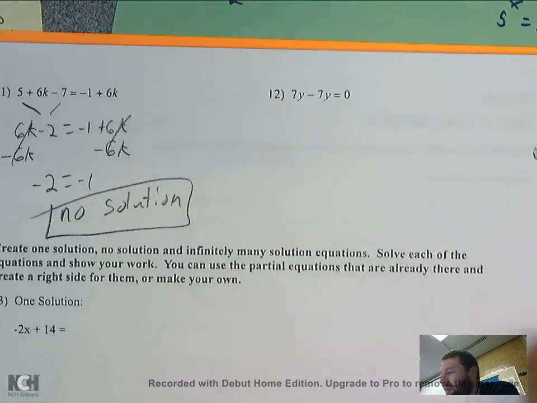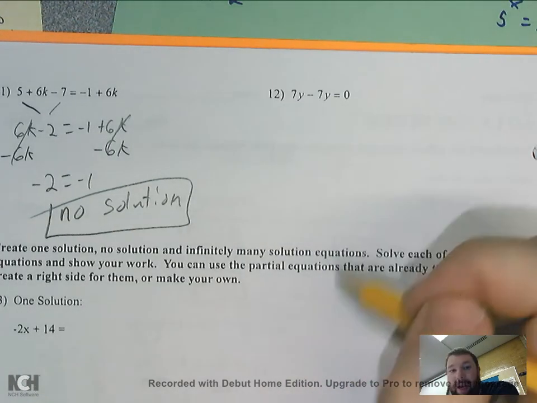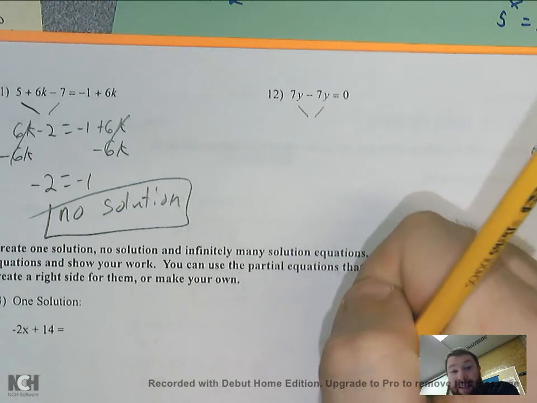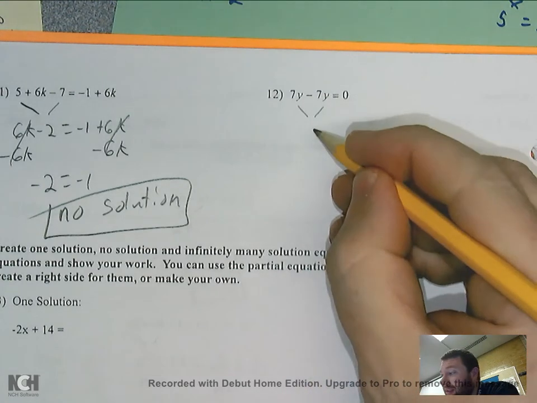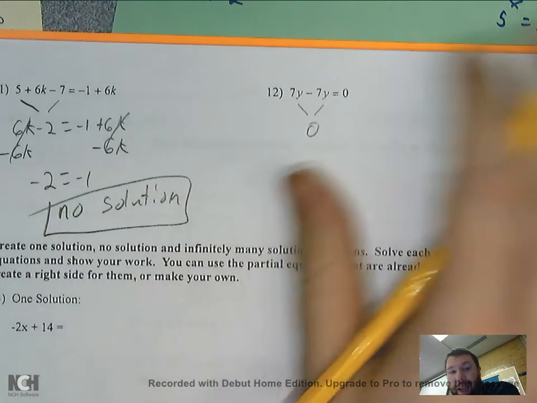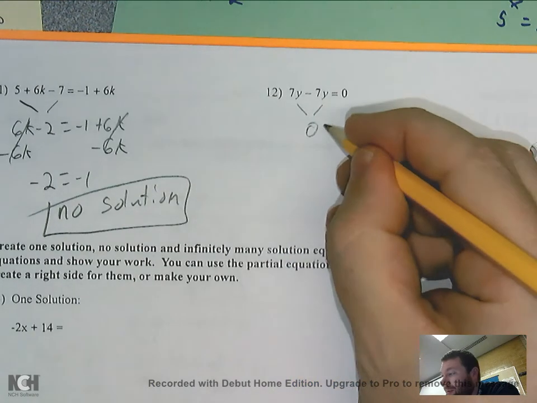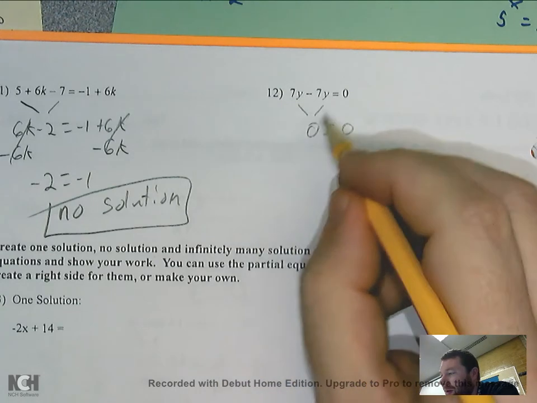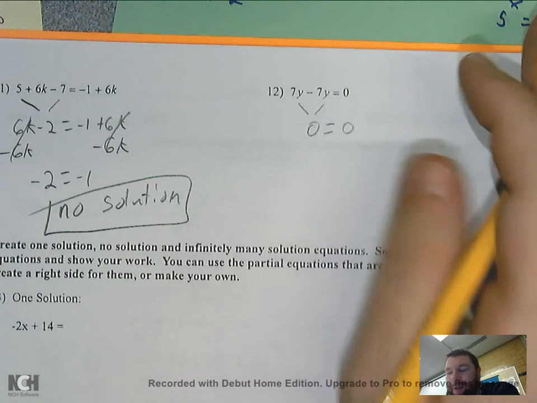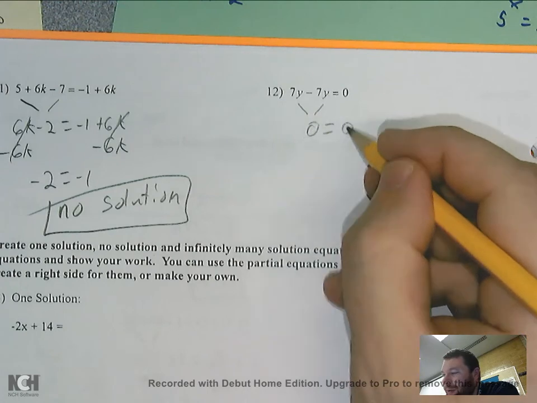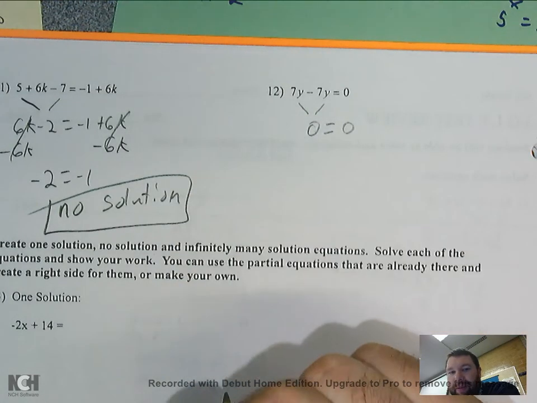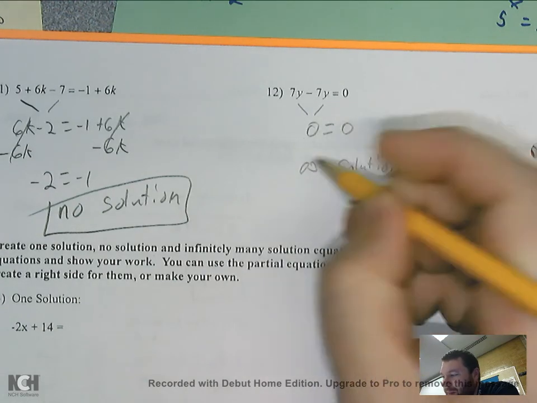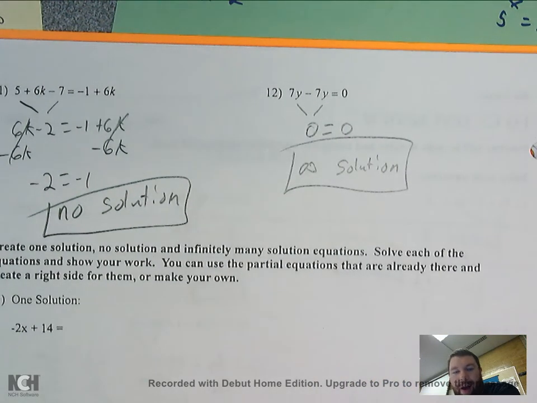Okay, and then the last one we're going to do, negative 7 minus 7y. So we're going to combine those. 7y minus 7y is 0. They're canceling each other out. So we're going to end up with 0 equals 0. That is the same number. No matter what we plug in for y, it's going to cancel out. So you are going to end up with 0 equals 0 every time, which means this is an infinite solution, or all real numbers, or however you want to write that.